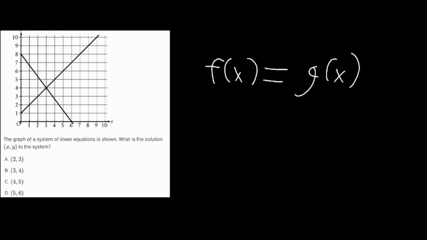Now, the way that this is represented graphically is that both of these lines will cross each other. So the point at which the 2 lines cross each other is the point at which the 2 equations are equal. Looking back at our graph, we can identify the point at which they cross each other. It is 3 on the x, and it is 4 on the y. So that tells us what the solution to the system is, which is answer choice B.